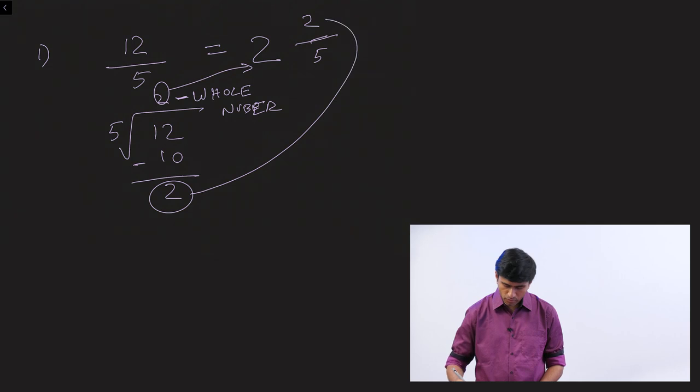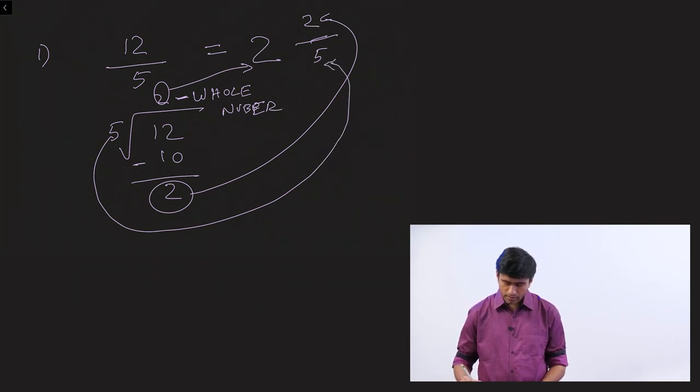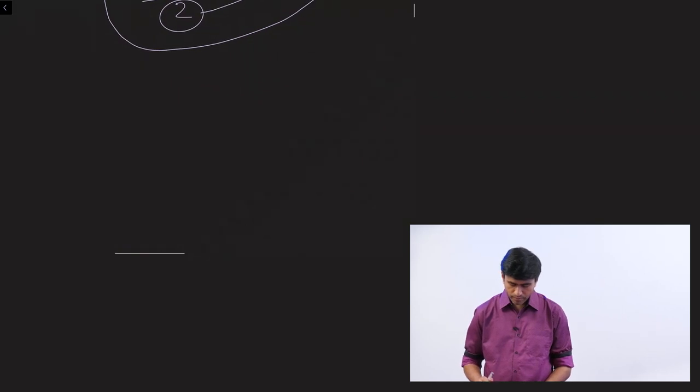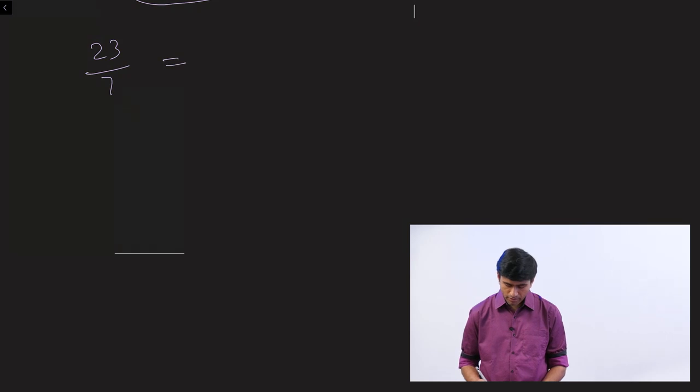So the remainder goes here and the divisor, 5, goes here. This is how you convert an improper fraction into a mixed fraction. Let's try another example. 23 by 7. How do you write it as a mixed fraction? Let's do the division. 7 3s are 21. The remainder is 2.